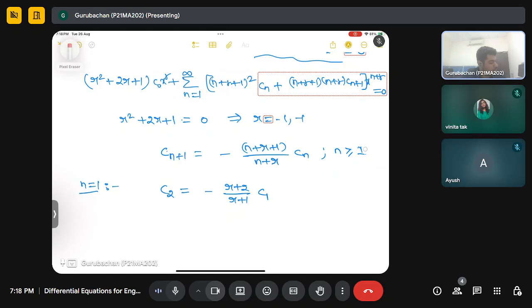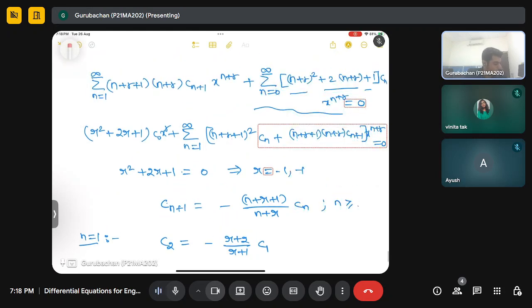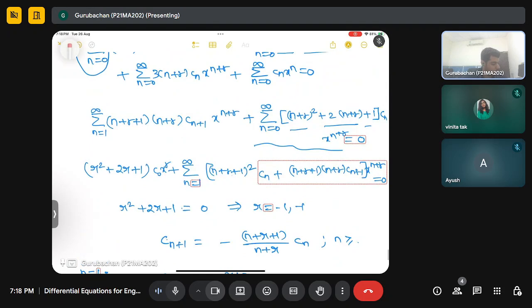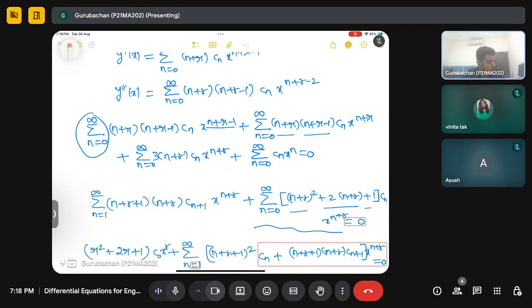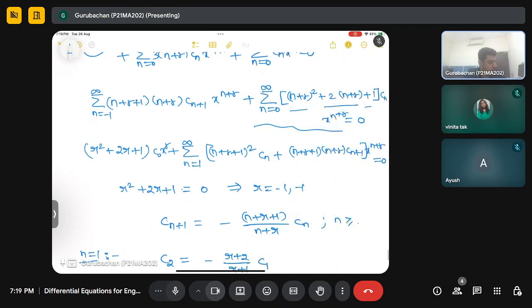So sorry, this relation should start from n equal to 0. Let me just recheck it. We are putting n as n plus 1, so this must start from n minus 1. Since it is starting from n minus 1, we have made a little mistake. There is one more term, and this series will start from n equal to 0. So there is one more term, that is for n equal to minus 1.